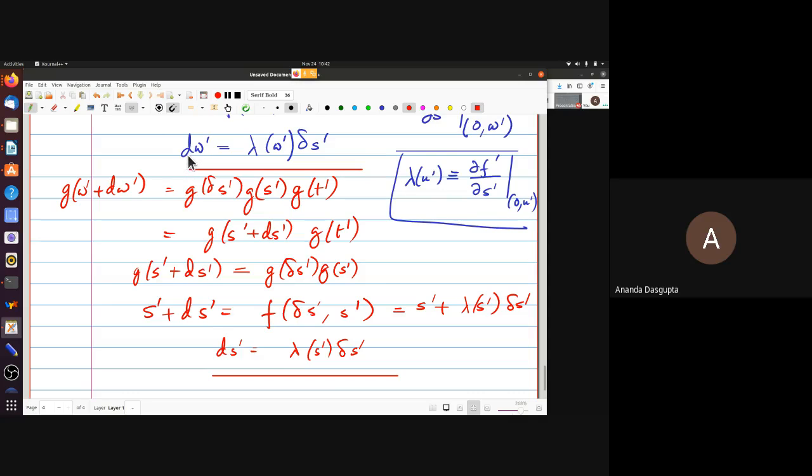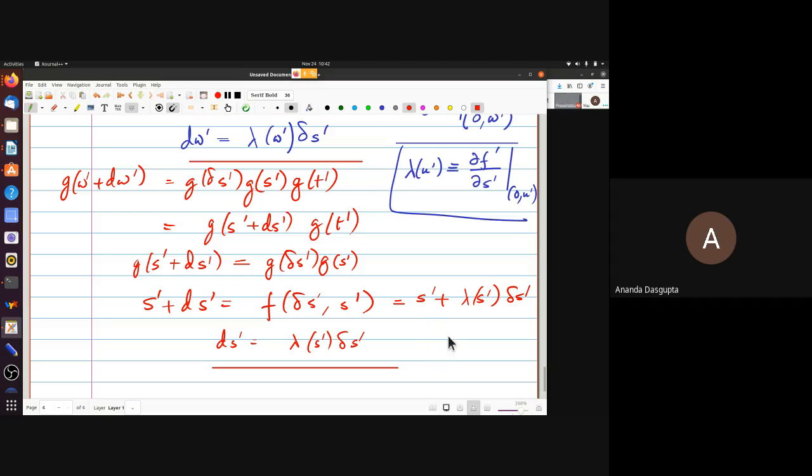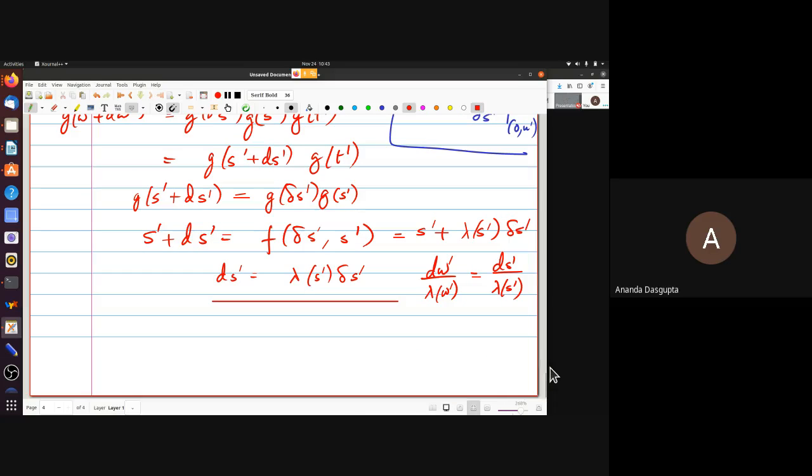But now focus on these two equations. You have how much the parameter W changes, you have how much the parameter S changes. Okay, and there's this common delta S prime sitting in both of them. So the immediate thing that anybody would do is realize that this tells us that dW prime by lambda W prime is dS prime by lambda S prime. Okay, right? The delta S prime, whatever that was, has sort of vanished from this scenario. That is cancelled out.